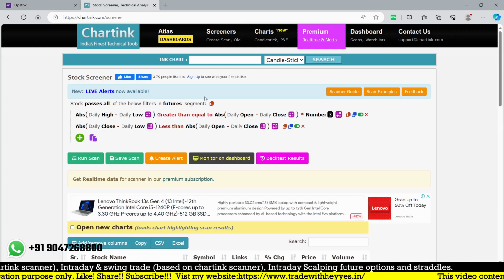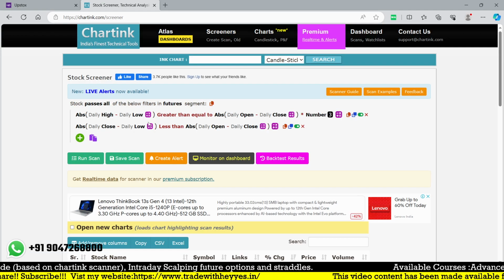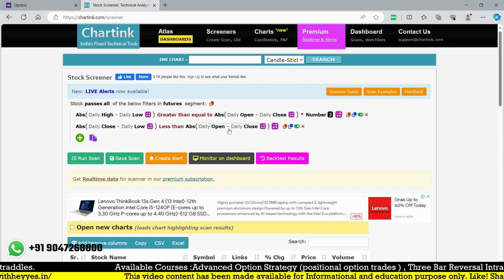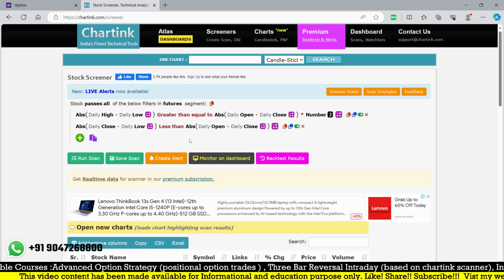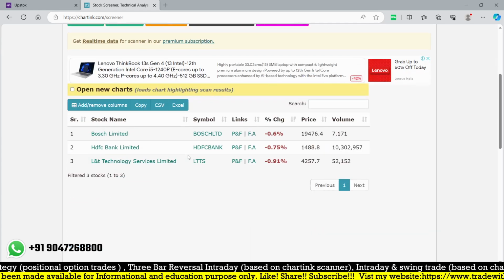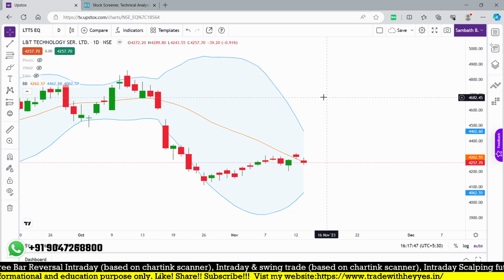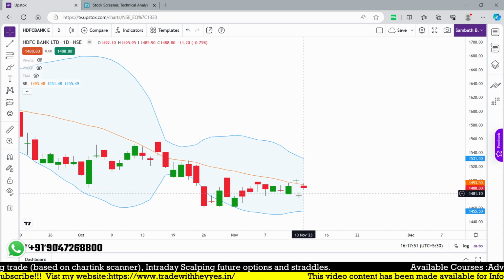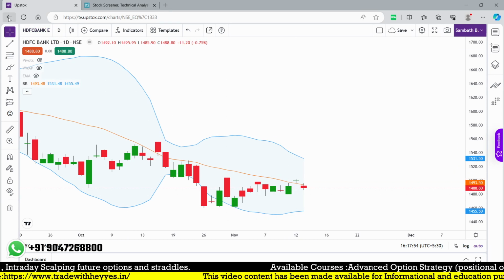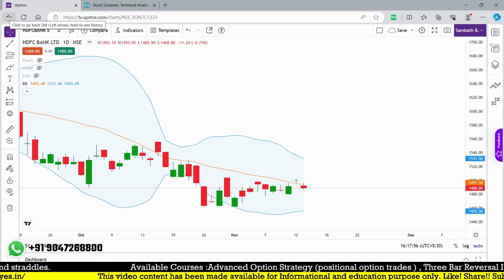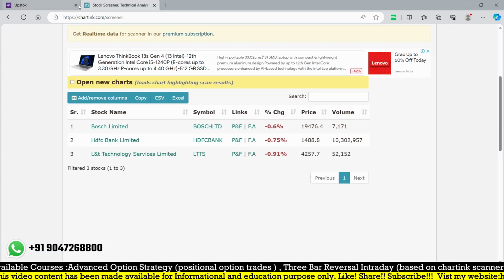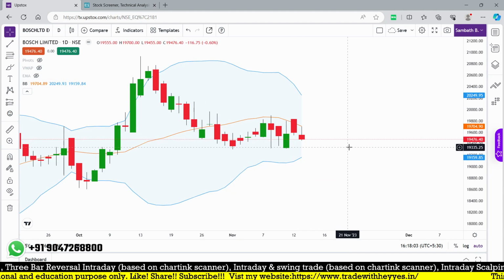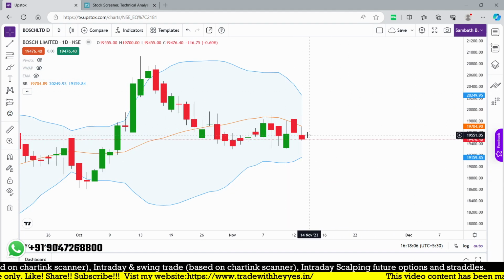Let me wait. First, we need to save the scan. Okay, so we are going to run the scan and we find it. And HDFC Bank is the second one. So we can modify that if it does not satisfy our condition. This is also not satisfying our condition. And the third one is Bosch. If this one is satisfying our condition, why not open it in HDFC and HDFC?